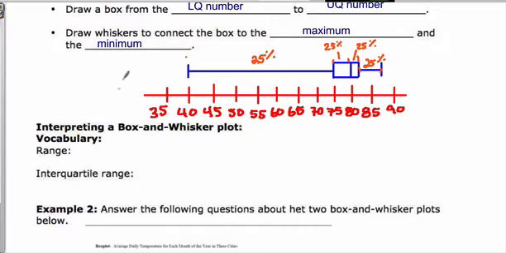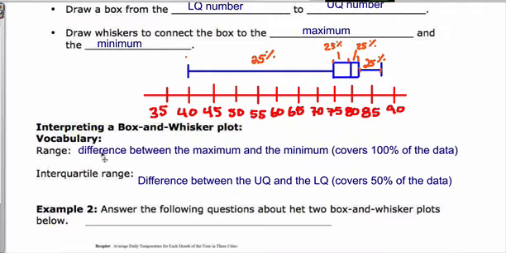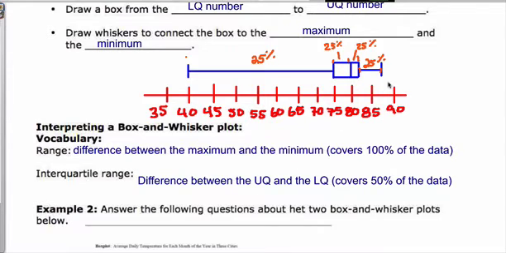All right, so now we're going to be given a couple of box and whisker plots, and we're going to interpret some things from it. Okay, so we have a couple of vocabulary words for this. We have the range. This is the difference between the maximum and the minimum. So just looking back up here again, this would be 87 minus 40 in the case above. So let's actually write that down. So if we want to find the range of this, we would have 87 minus 40.